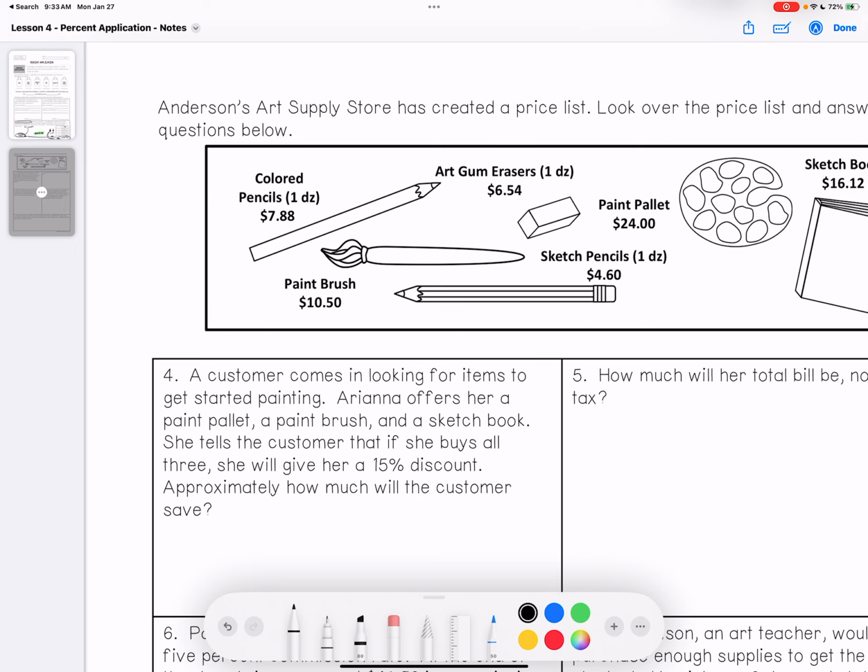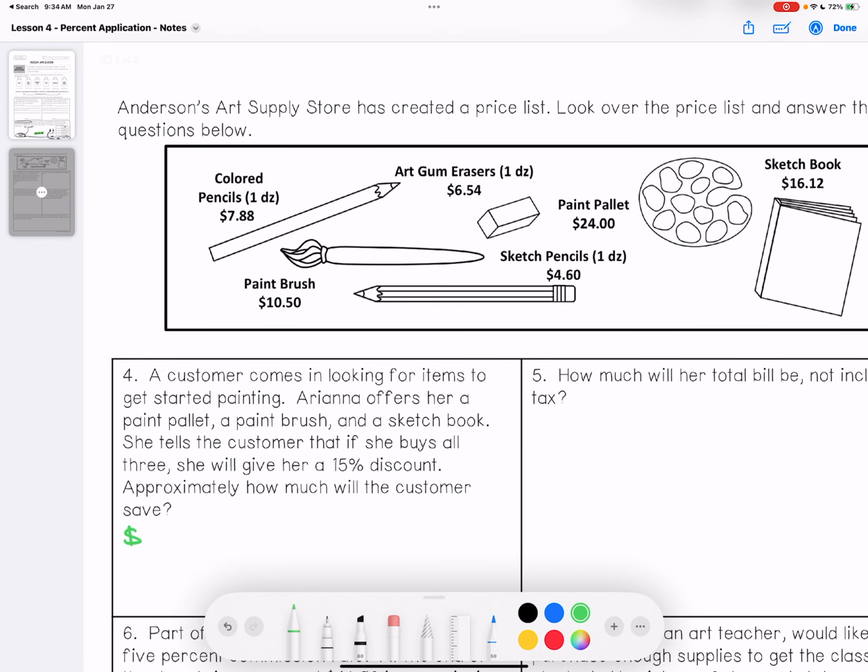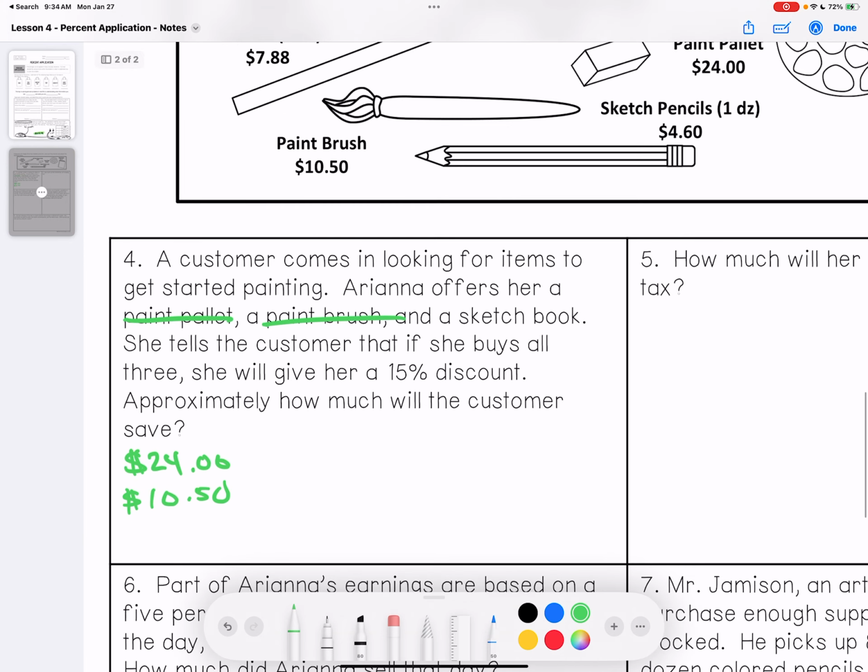A customer comes in looking for items to get started painting. Arana offers her a paint palette, a paint brush, and a sketchbook. She tells the customer that if she buys all 3, she'll give her a 15% discount. Approximately how much will the customer save? Well, first of all, let's figure out the total cost of those 3 items. So we're talking about what? A paint palette, which is $24. All right, we're talking about a paint brush, which is $10.50. And a sketchbook, which is $16.12.